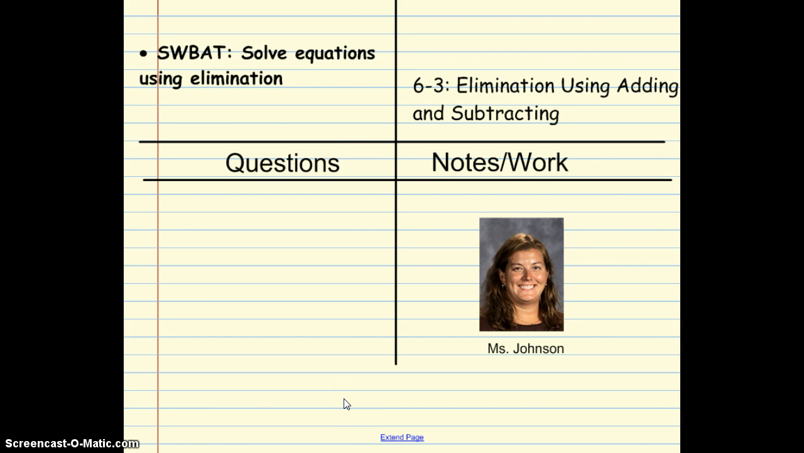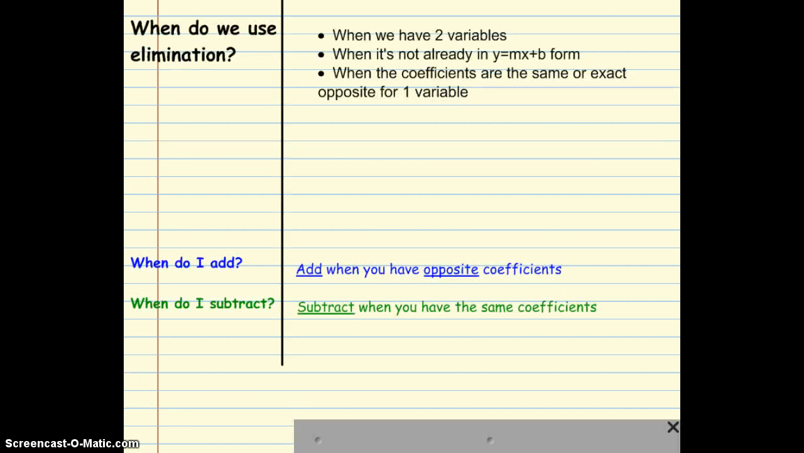Our SWAT for today is we are going to solve equations using elimination. Alright, when do we use elimination? Well, we are going to use elimination instead of graphing when we have two variables, when it's not already in our y equals mx plus b form, because then it would be easy to graph, and when the coefficients, those numbers that are in front of the variables, are exactly the same or the exact opposite for one of the variables. And we are going to do some adding and we're going to do some subtracting.